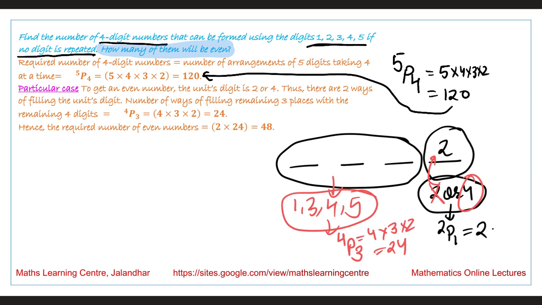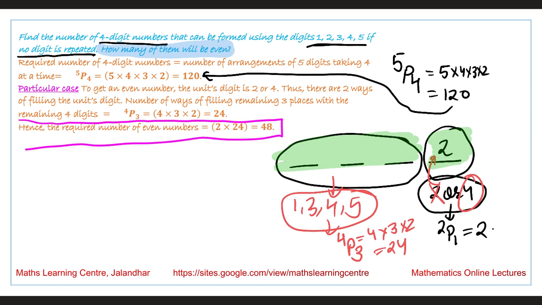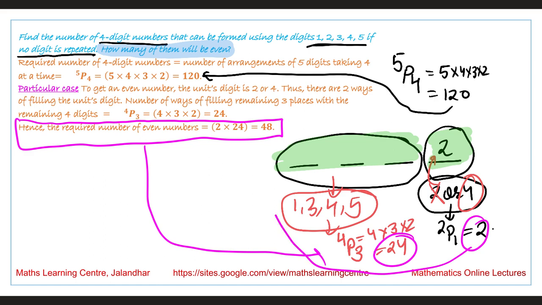What we are doing in this process, we are filling this last place. After that we are filling these places. So by fundamental principle of multiplication, the required number of even numbers is the product of these two terms, that is 24 and 2. So the answer we obtain, it is 48. So the total number of numbers we have which are even, it is 48.